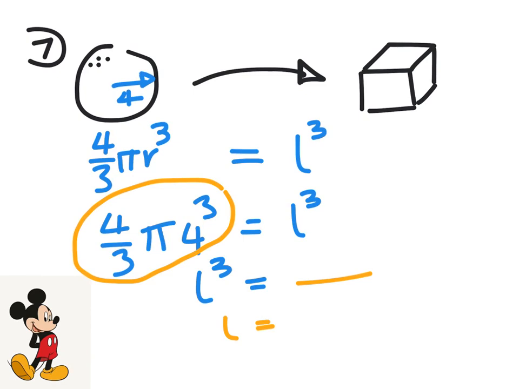Well, how do we go from something cubed to the something? If it was squared, we would square root. So because it's a cube, that means we're going to cube root whatever this answer is in here, and then round it off.